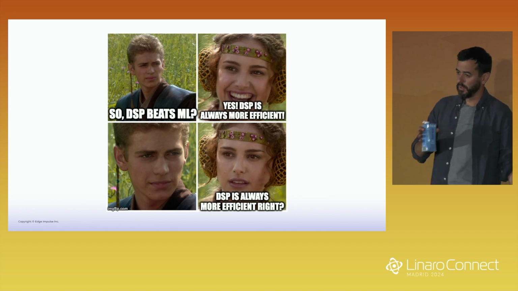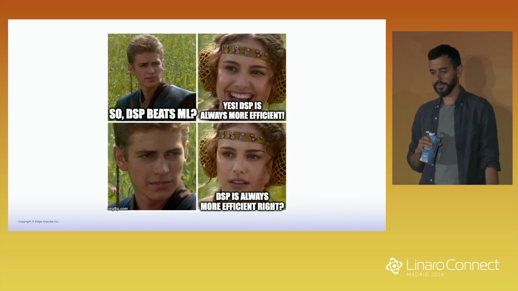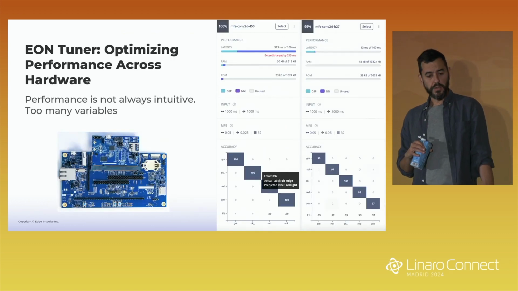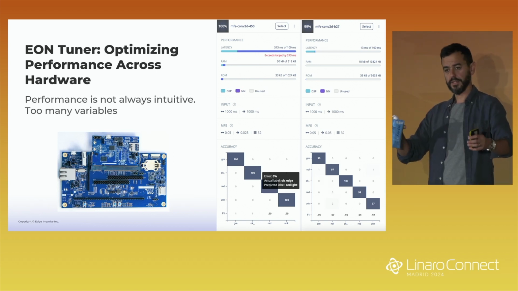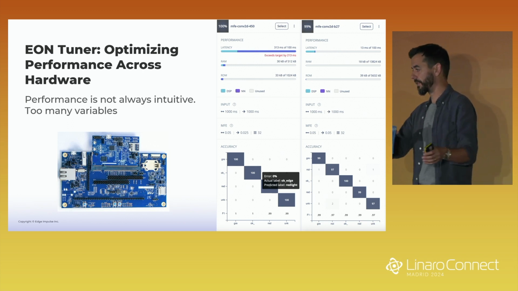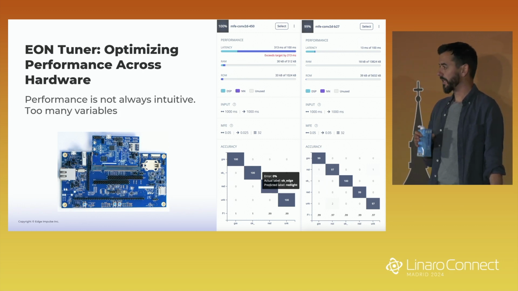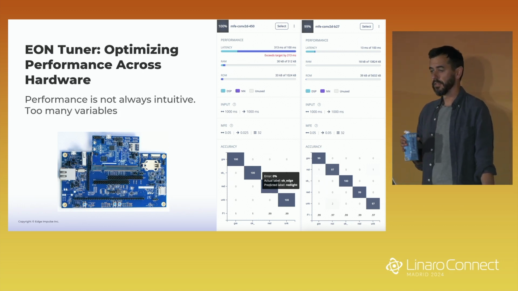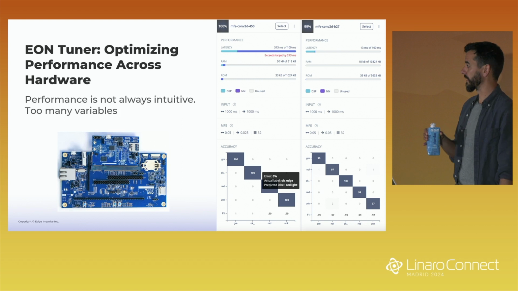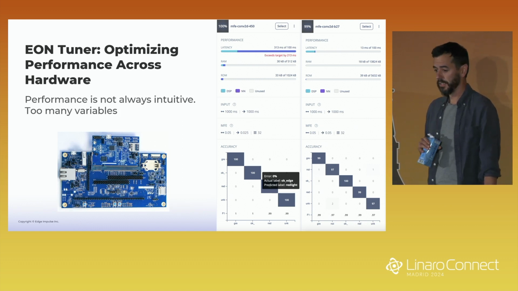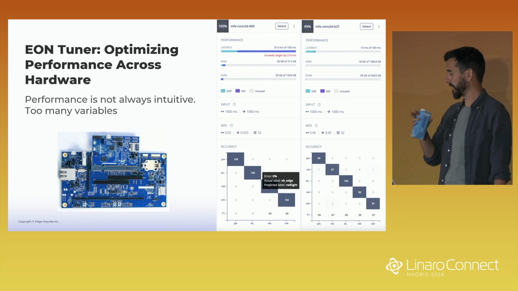But then we created our tool, Eon Tuner, which is a big part of Edge Impulse. Eon Tuner basically takes your model and runs it through a ton of different hyperparameter configurations and a ton of different device configurations. And when we made this and ran it through some of our solutions, it turns out performance is not always intuitive. Turns out that neural networks are actually sometimes faster. If the device has a neural processor, sometimes it's faster, not always.